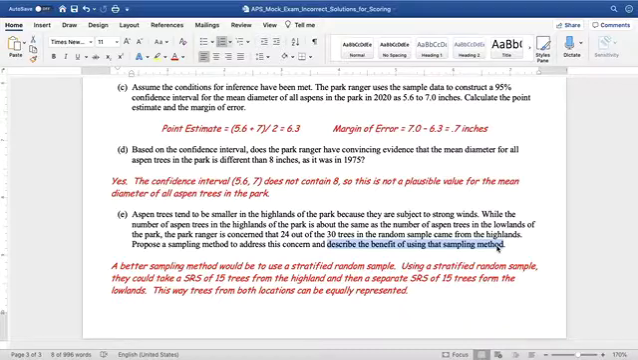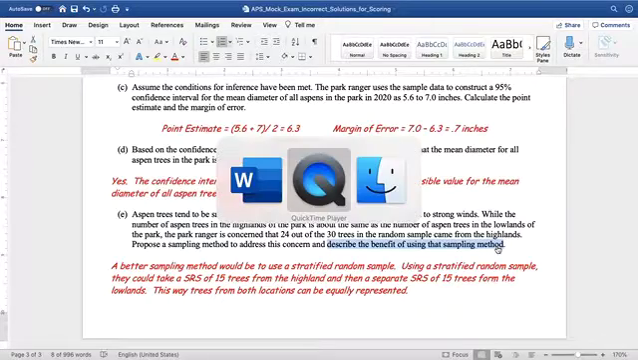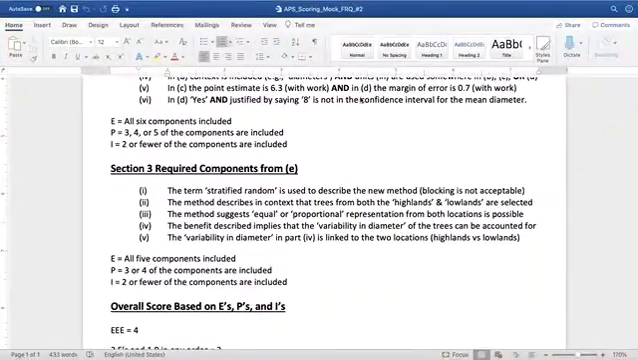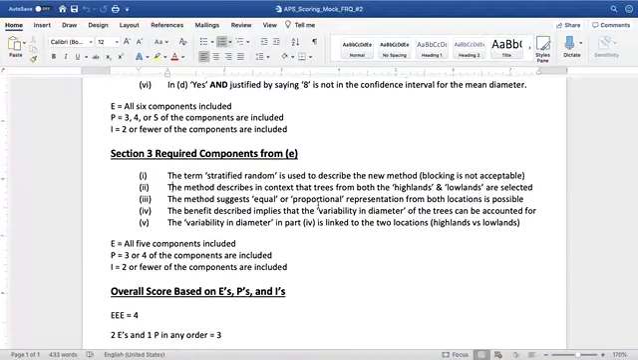Why are we doing that? Well, we're doing that because the two different locations have different diameters. So we are accounting for the difference in diameter due to location by using a stratified random sample. That needs to be described. That's what's required in order to get components 4 and 5. So we need to be mentioning the variability or the difference in diameters between those two locations, and it has to be linked to the idea of location.